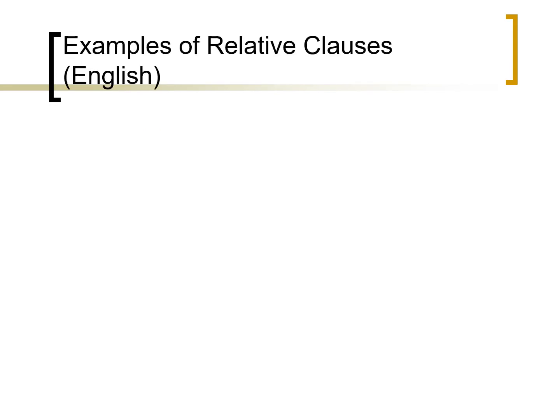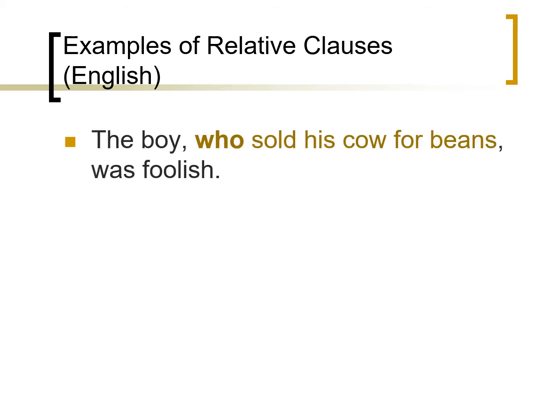Let's look at some examples of the relative clause in English first. The boy who sold his cow for beans was foolish. So the relative clause, I've made it easy to identify. It's in the brownish font. That clause, who sold his cow for beans, tells us more about the boy. The boy came before it. The boy is the antecedent.